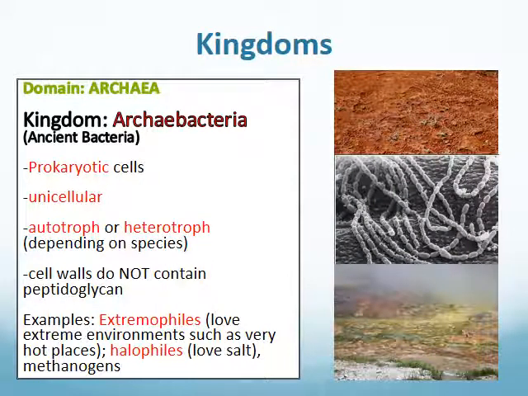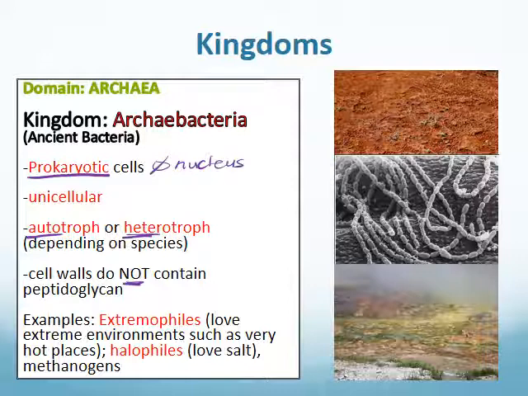Okay, find on your paper the domain Archaea, and kingdom is going to be Archaebacteria, and that stands for ancient bacteria. Again, they are prokaryotic cells, so they have no nucleus. Okay, they are unicellular, so you get one. They could be either autotroph or heterotroph. Again, auto is self, hetero tells you that you have to get your food elsewhere. They do not contain peptidoglycan.